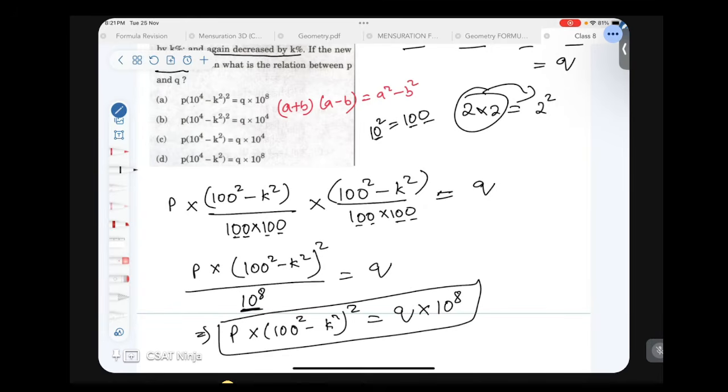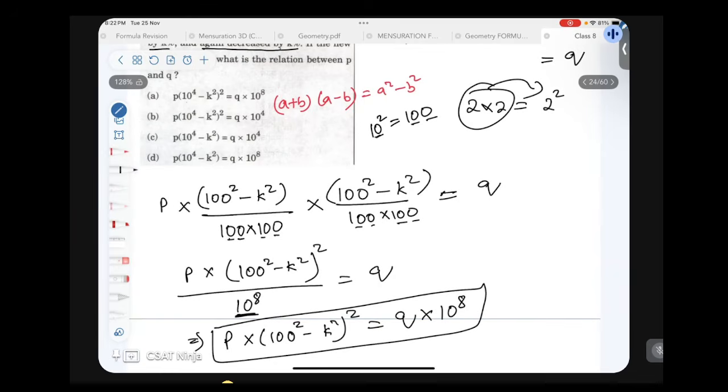Where is it? 10, 100, oh, 100 to the power 4. Oh, we are using 10 here. So what are the options there? If you look here carefully, we are getting an option similar with q into 8 to q into 8, which means it should be power 8. That means this option and this option are eliminated.